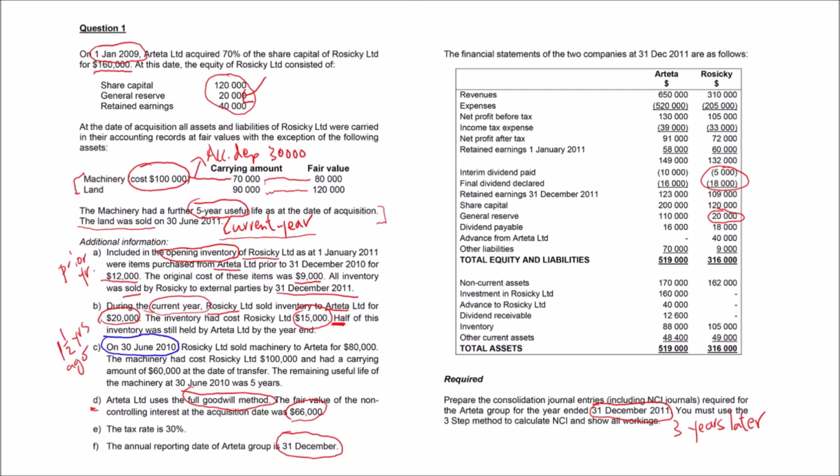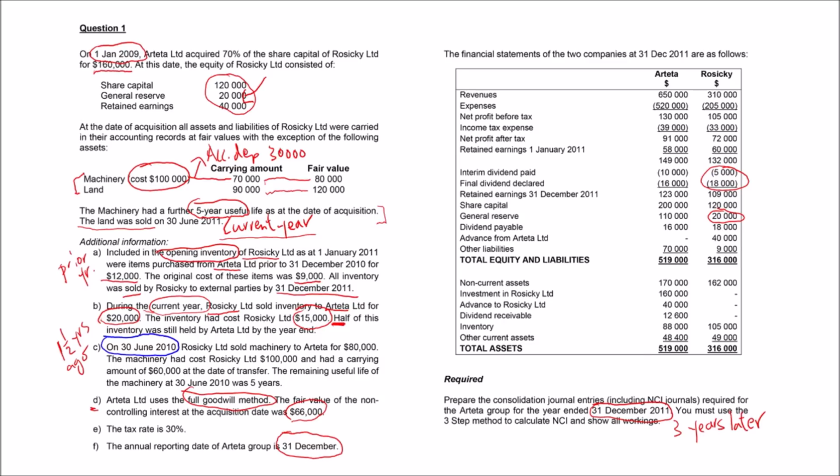Why do we need to be specific? Because with the sale of machinery, this is a depreciable asset, and we need to adjust the depreciation on a yearly basis. So you need to know exactly when was the original sale date and how far it is from that date to the current date. It's 1.5 years ago.